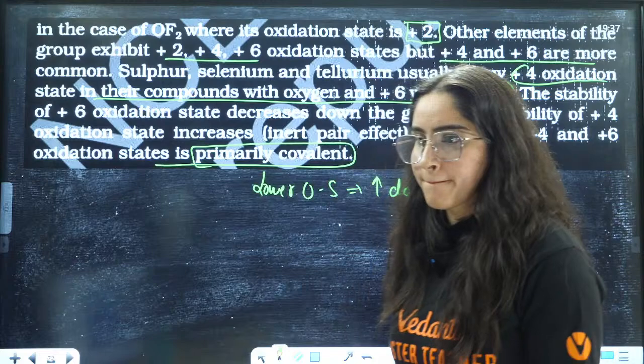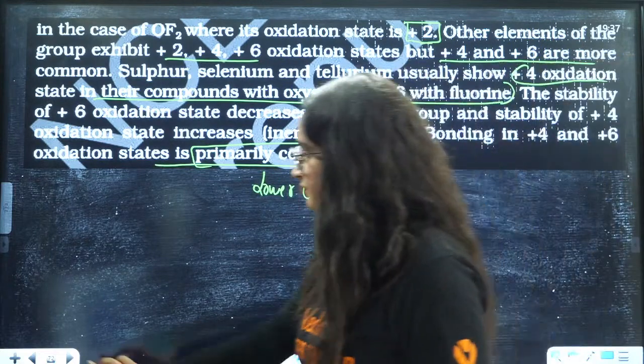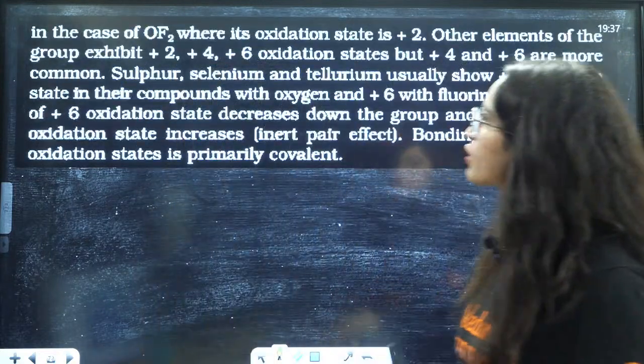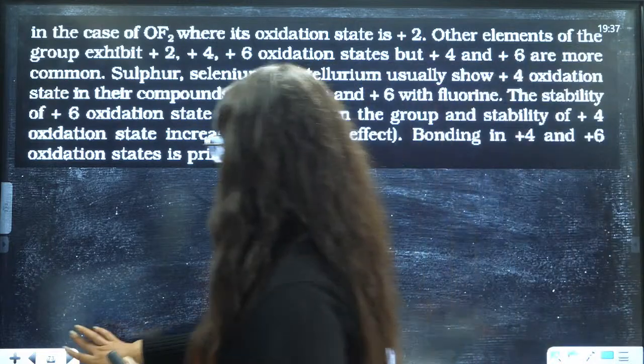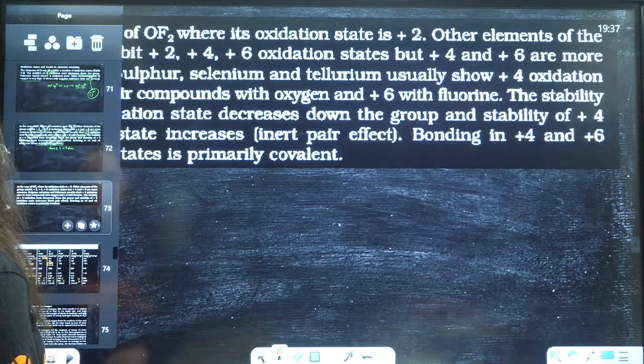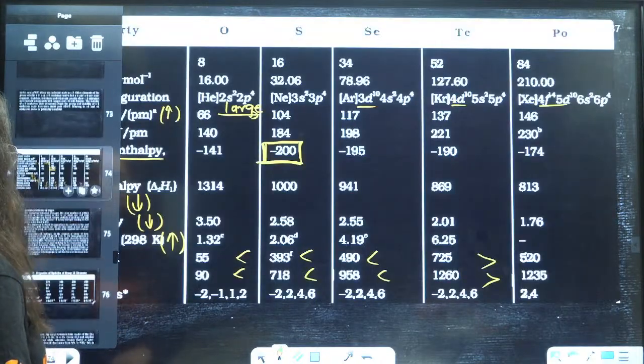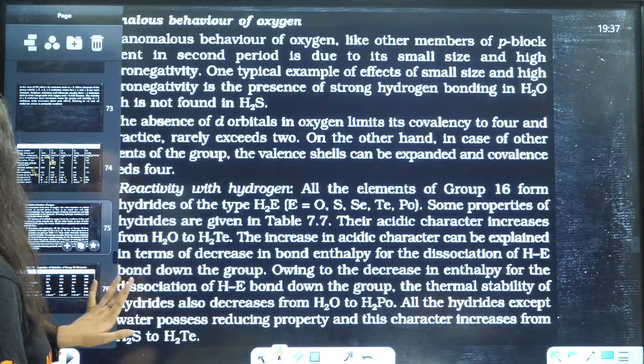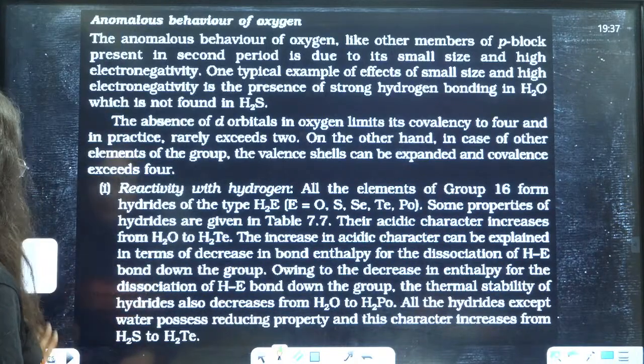Okay, guys. In case of OF2, wait a minute, this we have done, right? This we have done. Then you have this thing also we have done. Then you have anomalous behavior. Wait a minute.